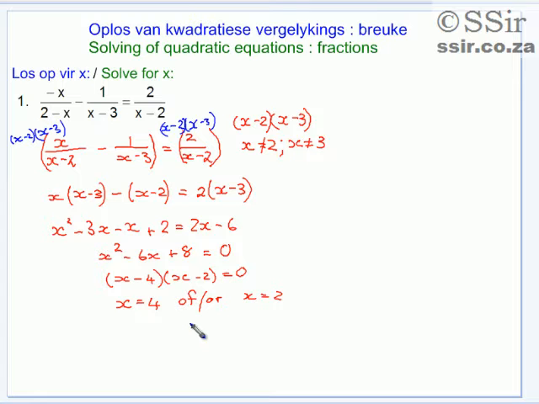We must go back to our original restrictions. X is not allowed to be 2. So 4 is a valid solution, but 2 in this situation is not a valid solution.